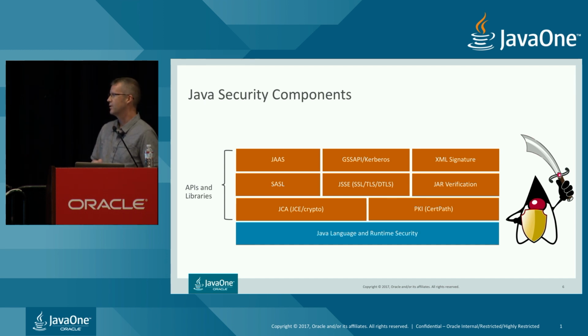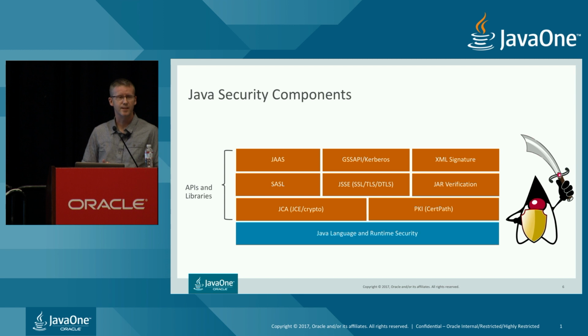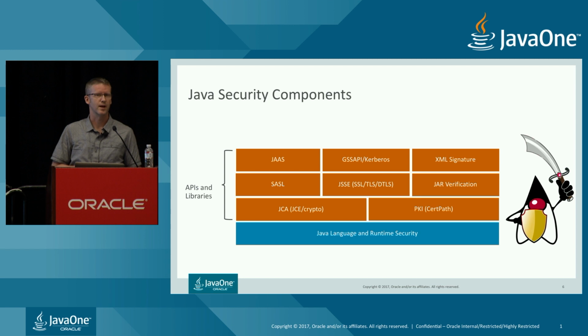Above that, we have something called the Simple Authentication and Security Layer. In the middle, we have APIs for JSE. That includes our APIs for SSL, TLS, and DTLS, which is brand new in JDK 9. I'll be talking about that a little later. Over on the right, we have APIs for verifying signed jars. And up at the top, we have an API for the Java Authentication and Authorization Service. So this allows you to do things like user-based authentication and authorization.